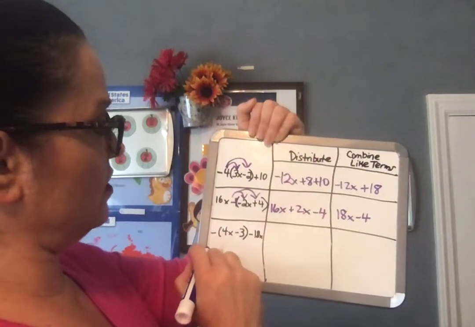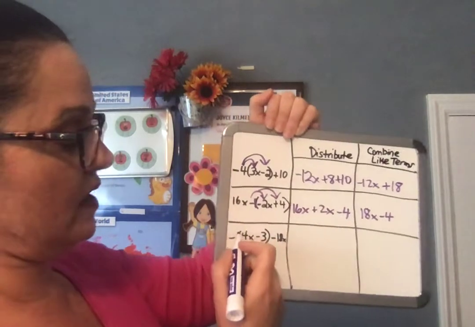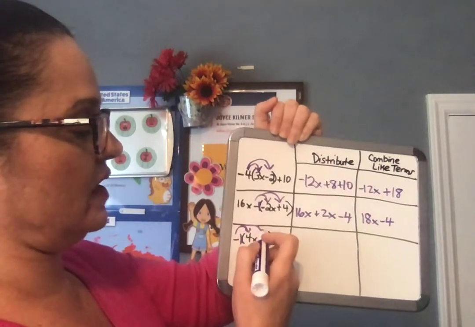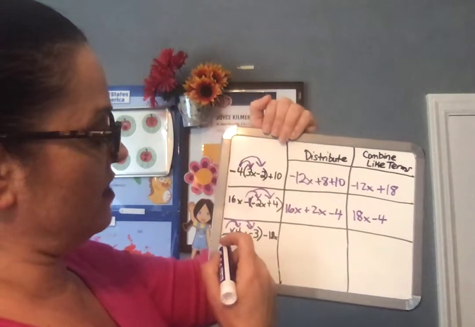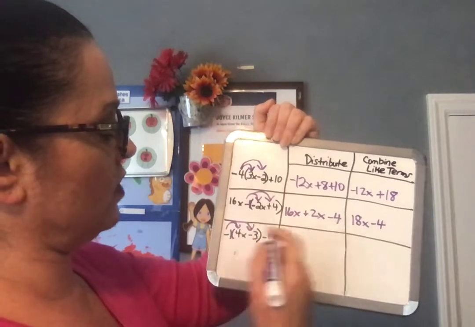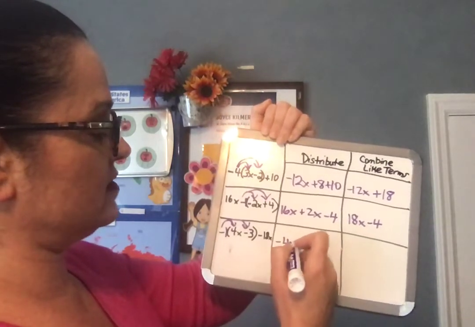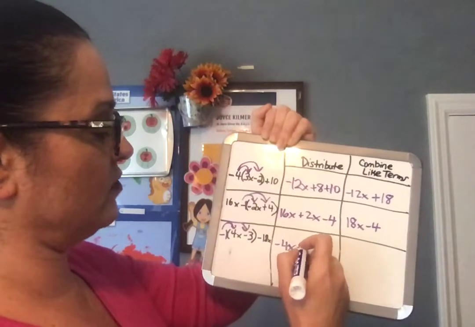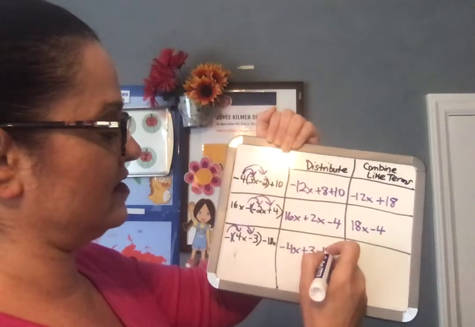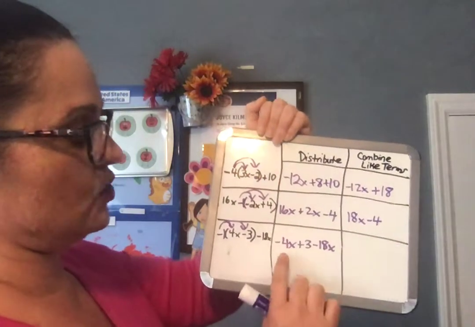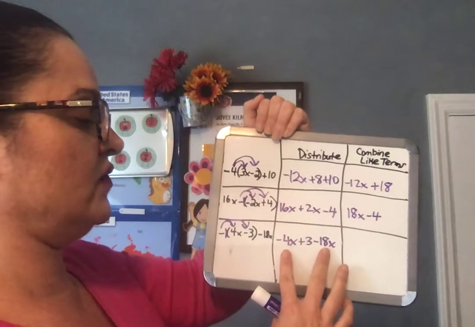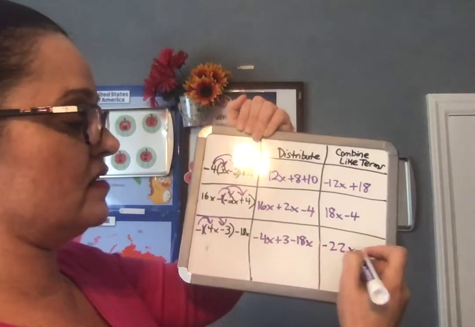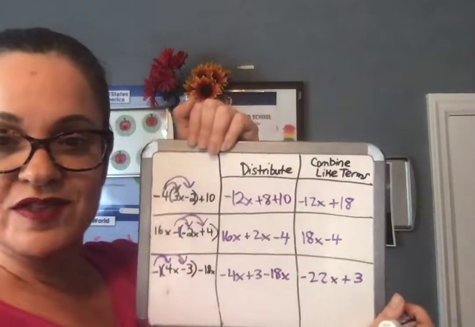Great. So here, again, we have an invisible 1. I'll put it in. Our small arrow and our large arrow. So we have negative 1 times 4x is negative 4x. Negative 1 times negative 3 is positive 3. And we'll just bring down our 18x. Now, when we combine our like terms, we have two x terms. We have negative 4x minus 18x. When you combine them, you have 22x plus 3. And that's how you would solve that page, okay?